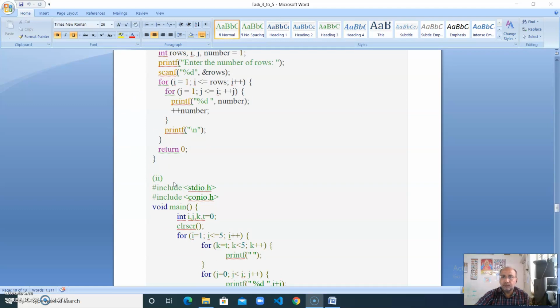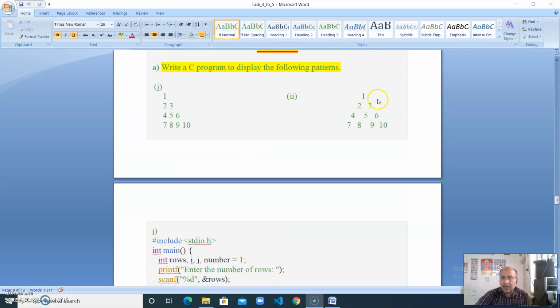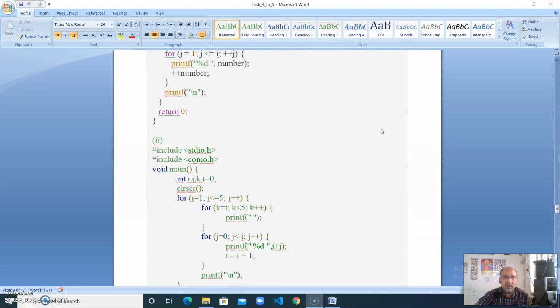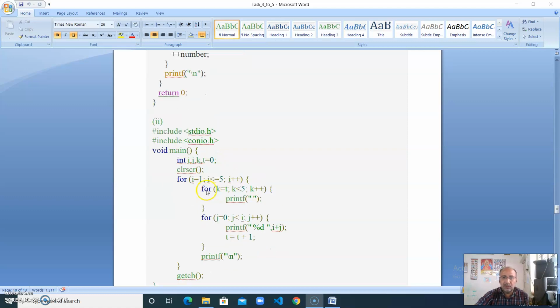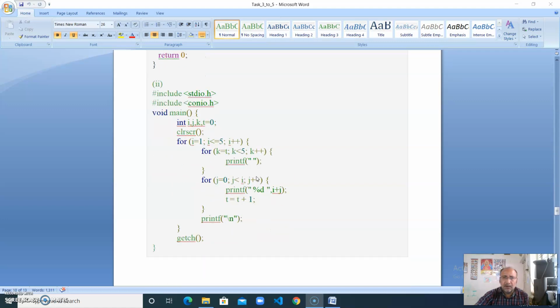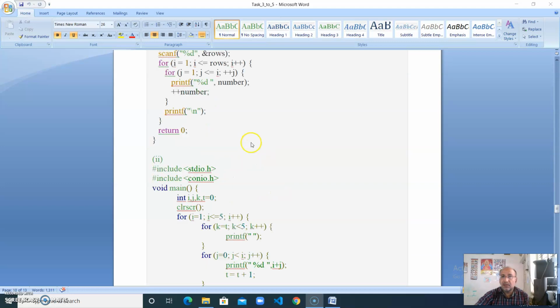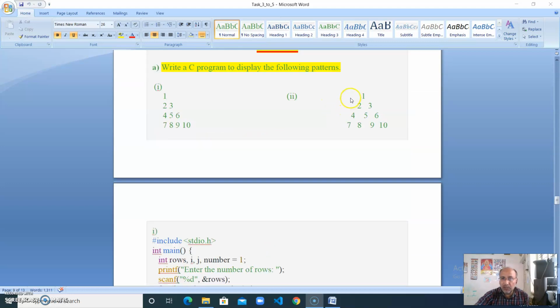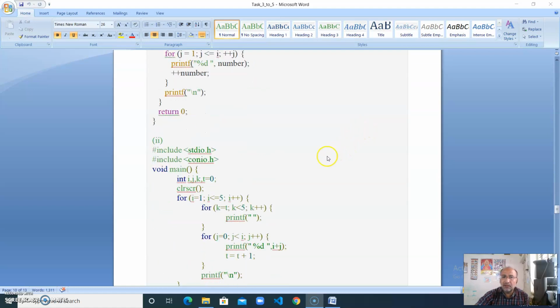Next, the second pattern: 1, 2, 3, 4, 5, 6, 7, 8, 9, 10. See, #include <stdio.h>, #include <conio.h>, void main, int i, j, k, t equals 0. The variables I took are i, j, k, t. Clear screen. For i equals 1, i less than 5, i plus plus. That means I want to go for the first line, second line, third line, fourth line. This is the outer for loop.